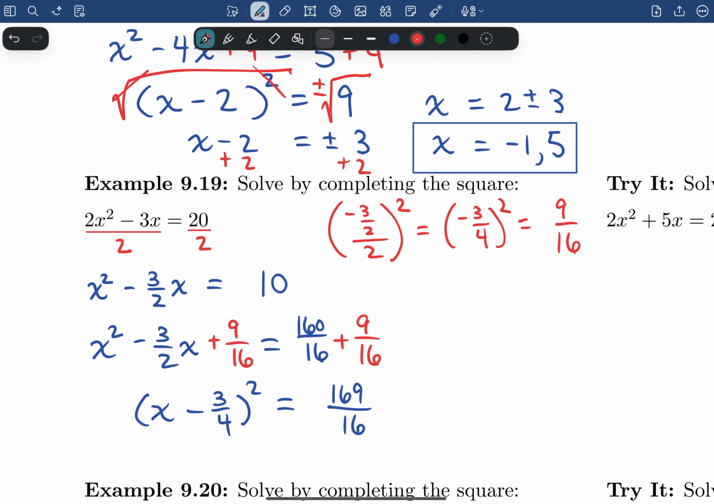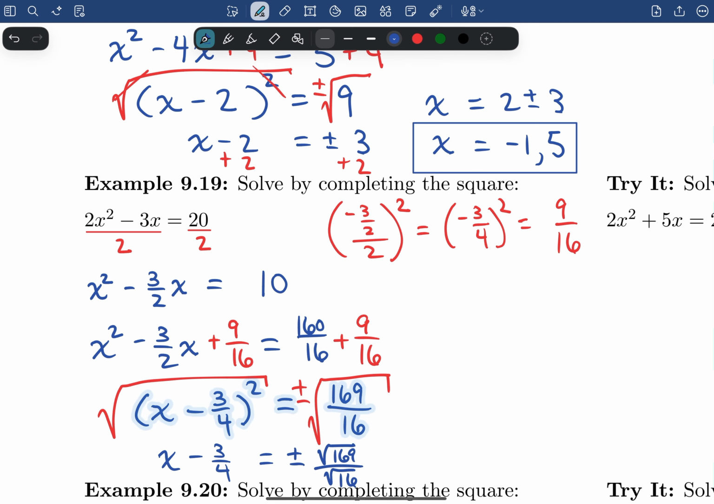And now I'm going to use the square root property, square rooting both sides of this equation, and of course, including the plus or minus sign. And so now I get x minus 3/4 is equal to plus or minus the square root of 169 divided by 16. The crazy thing is 169 is a perfect square, and 16 is a perfect square. And so this cleans up because the square root of 169 is 13. You guys know your perfect squares pretty well now. And the square root of 16 is 4.